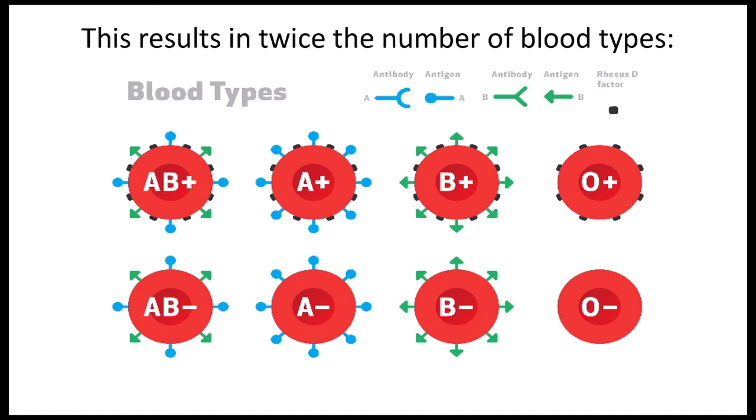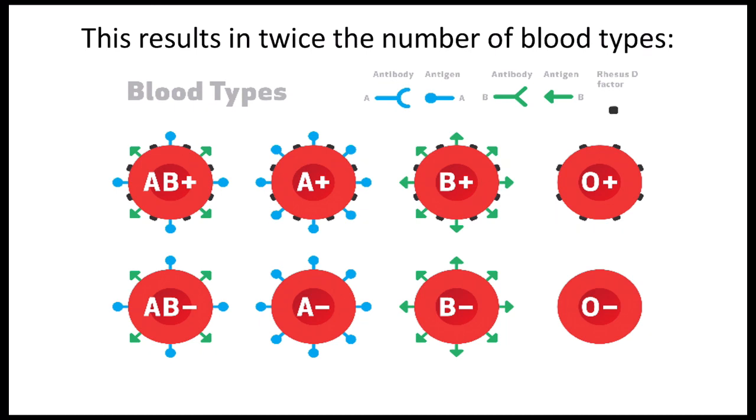Okay, so the result of the Rh factor is that there are twice the number of blood types that we talked about before. The AB positive blood type has 3 types of antigens on it. It's got the A, the B, and the Rh positive factor. Type O negative has no antigens on it at all.